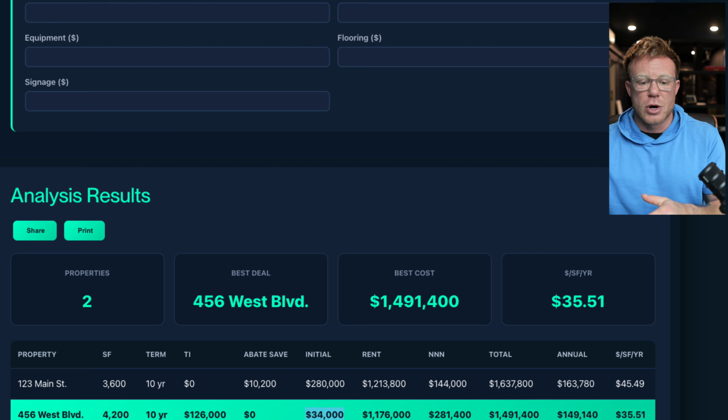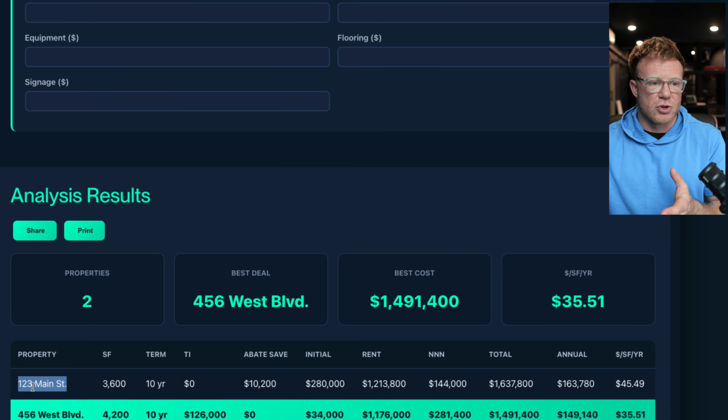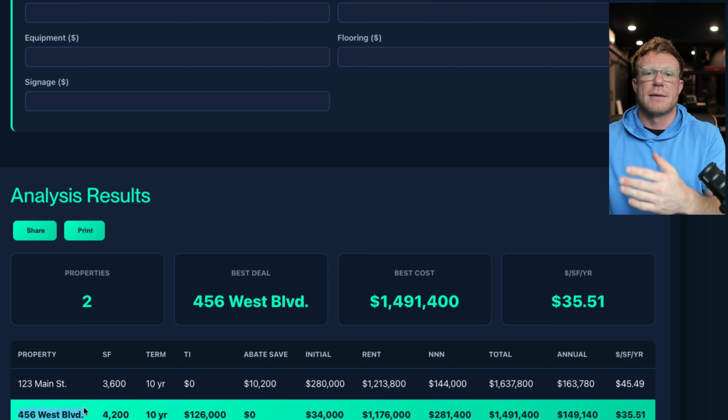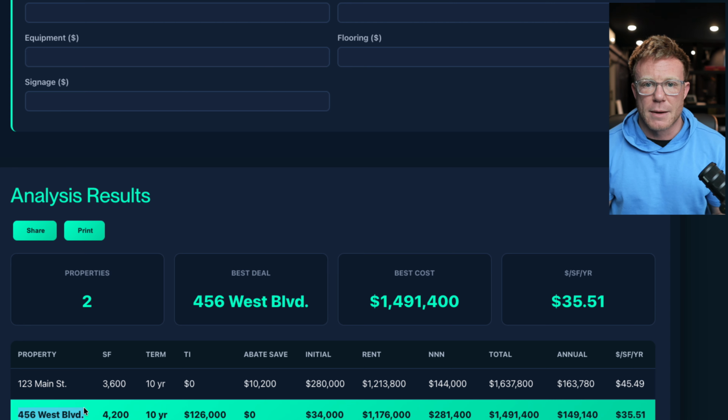If you're like, man, Stu, I know 123 Main Street is the more expensive one, but I really want this one. This is the one I really, really want. How do we get this deal to look more like this deal? And that's the magic of what me and the team of the Jim Real Estate Company do.